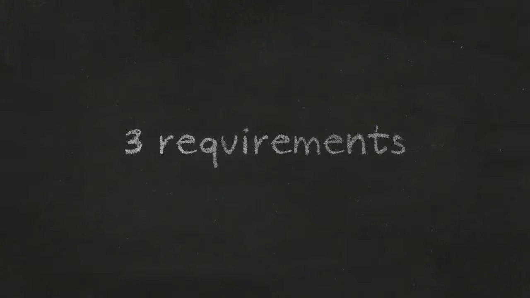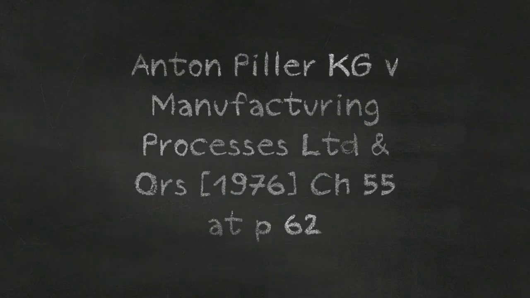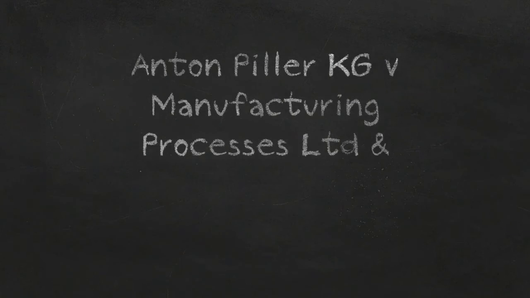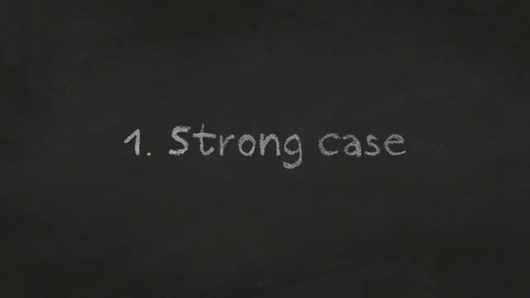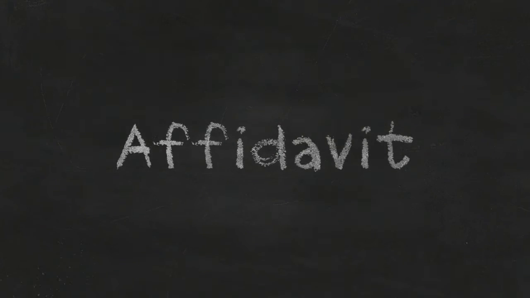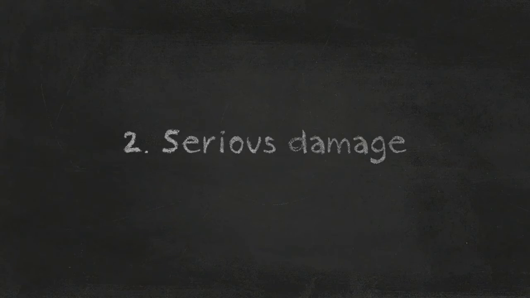There are 3 requirements that need to be fulfilled before an Anton Piller order is granted. These requirements were set out in Anton Piller KG and Manufacturing Processes Limited. The first requirement is that there is a strong prima facie case. A strong case can be established by the use of affidavits from those involved in the breach, for example, people who have bought the counterfeit game. The second requirement is that the potential or actual damage for the plaintiff will be very serious.